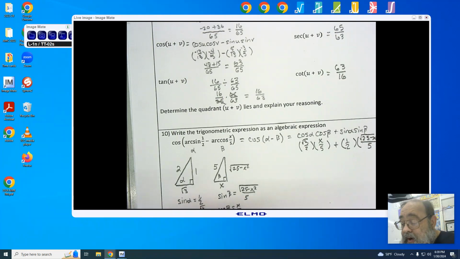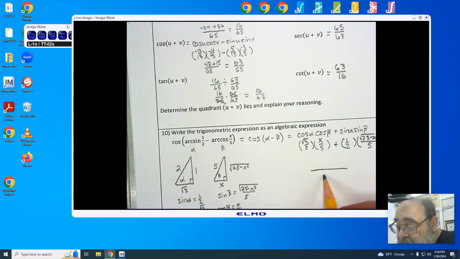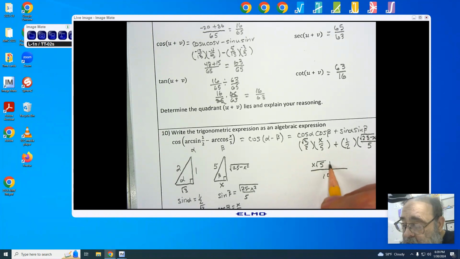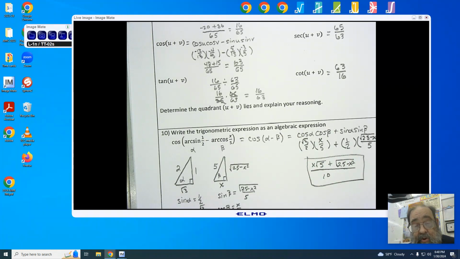We're now going to get the common denominator of tenths. We have x root 5, and we're going to add the product, which is the square root of 25 minus x squared. This is the answer, and I would stop right there. There's no need to go further.